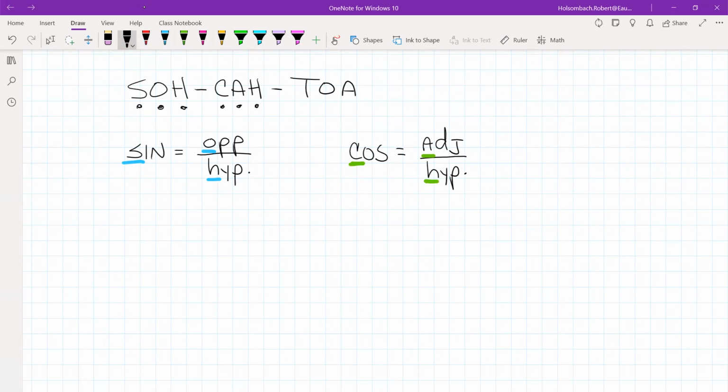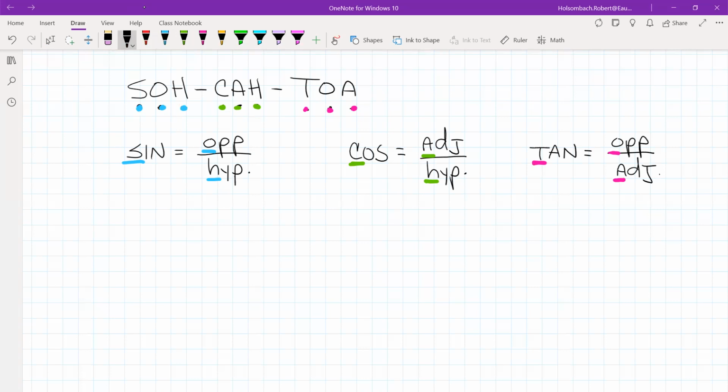And then in SOHCAHTOA, TOA is the acronym for tangent. Tangent of an angle equals its opposite side divided by its adjacent side. So here's your T, your O, and your A for TOA. Tangent equals opposite over adjacent. Cosine equals adjacent over hypotenuse. And sine equals opposite over hypotenuse.